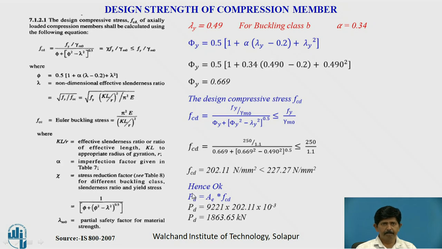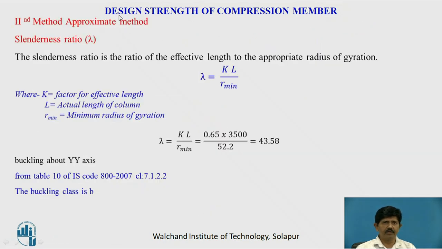Now the design strength Pd will be equal to the area of that section into the design compressive stress Fcd. The area of the section, from the steel table, is 9221, into this Fcd 202.11, into 10 raised to minus 3, to convert Newton into kilonewton. So the design strength will be 1863.65 kilonewton.